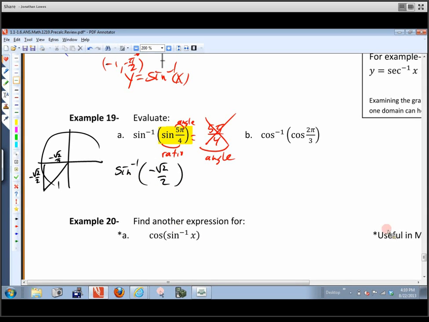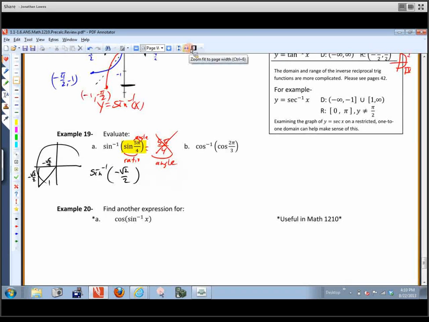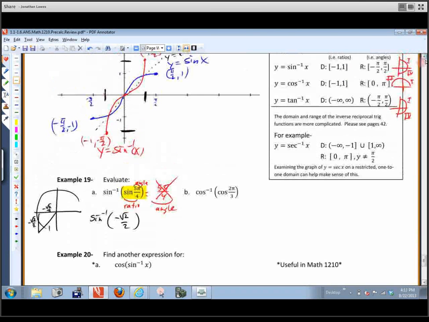Well, let's come back up here and take a look at this. Remember, the sine inverse had a restricted domain of the original sine graph that we worked with. That left us with a range for sine inverse of negative pi halves to pi halves. So this angle that comes out has to be an angle that's between negative pi halves and pi halves inclusive, which 5 pi fourths is not.